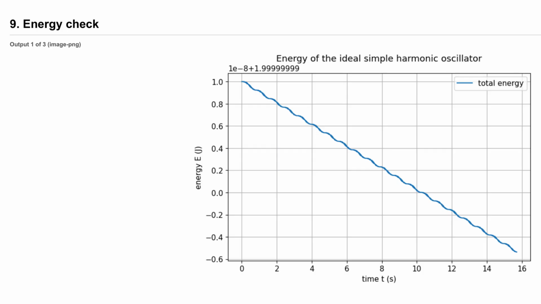The first energy plot appears to show a slight downward trend, but look closely at the vertical axis. The entire variation is happening at the 8th or 9th decimal place. For all practical purposes, the total mechanical energy is being conserved as expected.